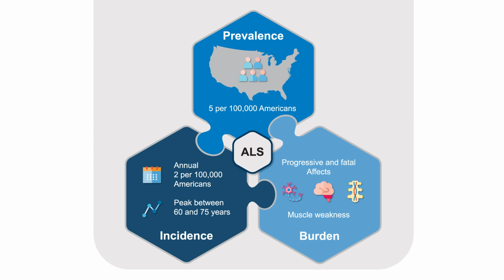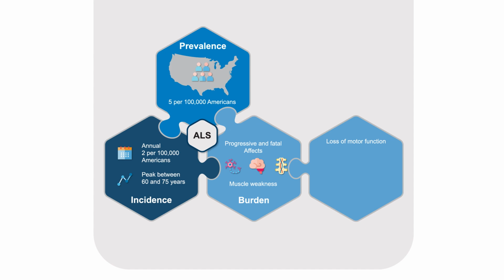Motor neuron cell death eventually leads to muscle weakness, and that loss of motor function is the main burden of clinical disease. It causes paralysis, it causes breathing problems, and eventually death from respiratory failure, typically within 3 to 5 years of disease onset.